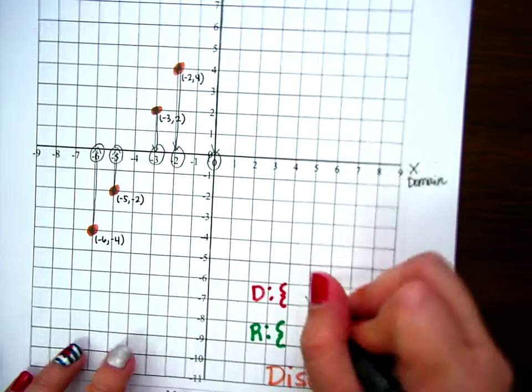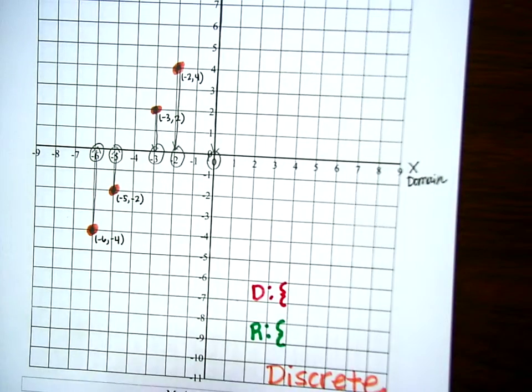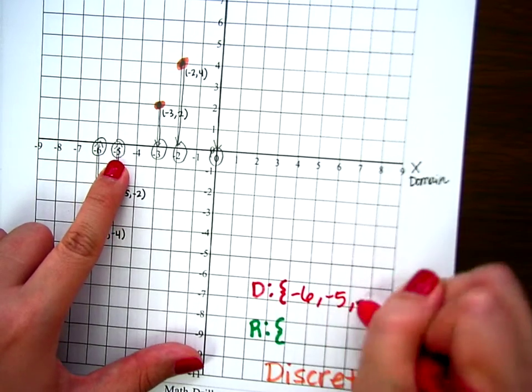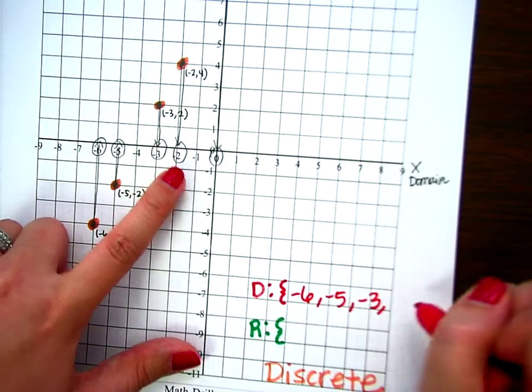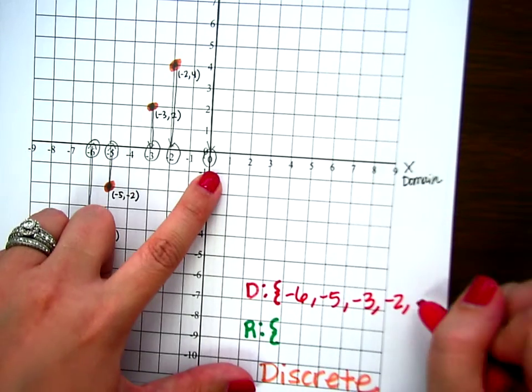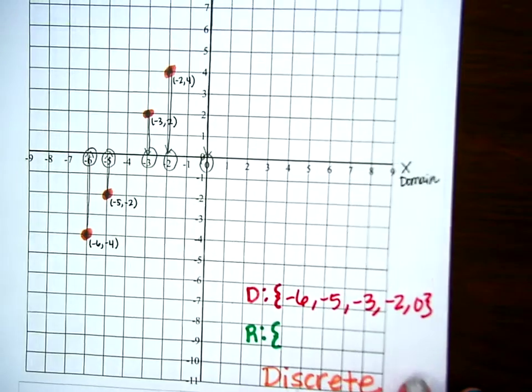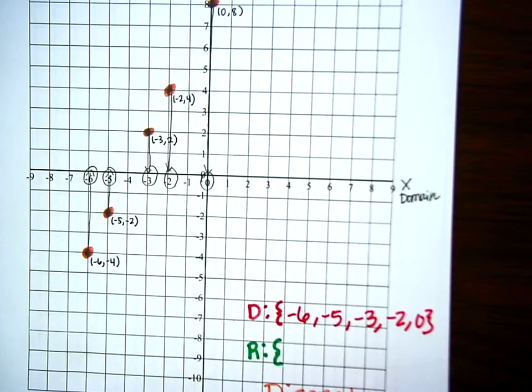So my domain would be -6, -5, -3, -2, and 0. Since this is discrete, it's just dots, you write your domain and range just as a list of points, just as the whole numbers.